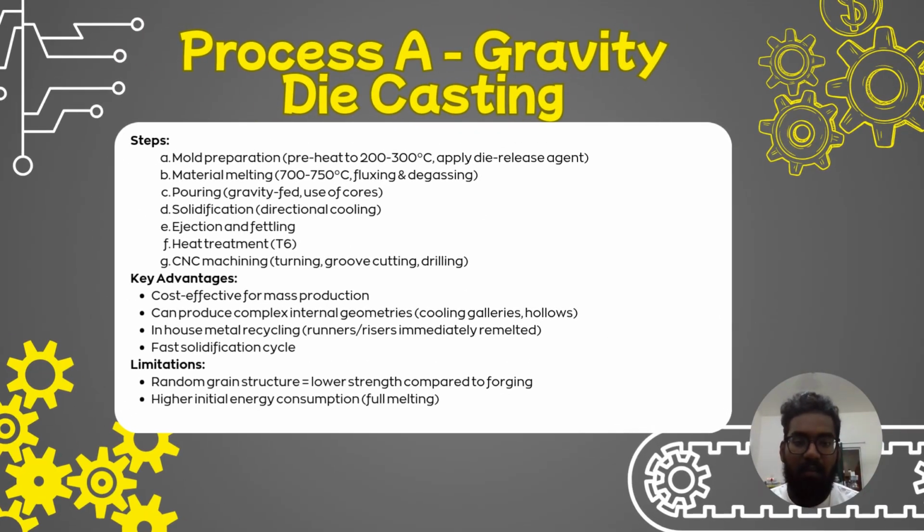For process A, gravity die casting. Gravity die casting is the most common method for mass production of pistons. The process is: first, mold preparation. Steel dies are preheated to 200 to 300 degrees Celsius and coated with release agent. Second, melting. Aluminum is melted at 700 to 750 degrees Celsius, fluxed and degassed to remove impurities. Third, pouring. Molten metal flows into the die under gravity, with no high pressure injection.